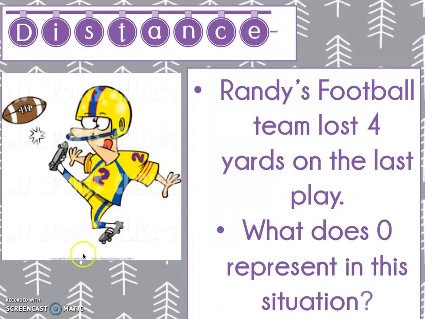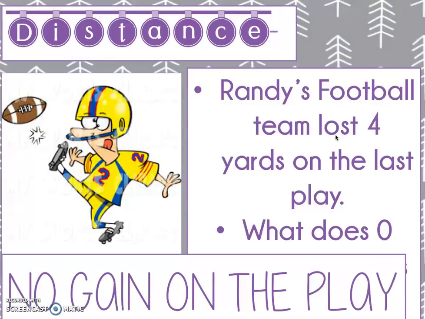All right, and then our last one is Randy's football team lost 4 yards on the play. What would 0 represent in this situation? If you know anything about football, they start at what's called the line of scrimmage. That is the starting point for their play. So his team lost 4 yards, which means from the line of scrimmage, they're going back 4 yards. Any yards that they gain from that point are positive yards. So 0 represents no gain on this play.